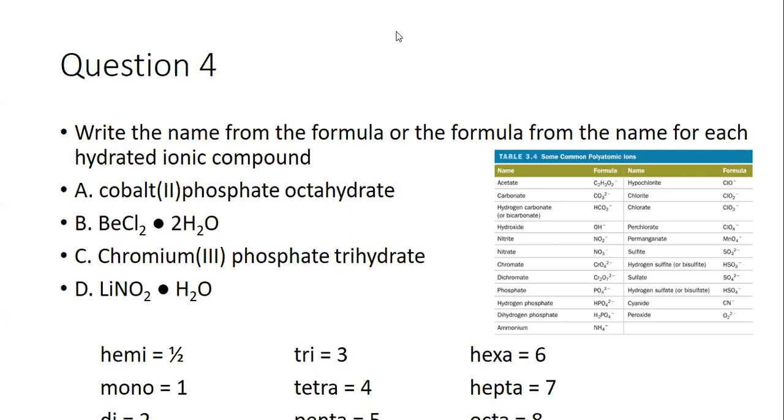If you're completely stuck, not quite sure where to go, I will do A. If you're already working on A, great. So we have cobalt phosphate octahydrate. The first thing we need to do is find cobalt. What we'll see is that cobalt is element 27 and it is Co. So we write Co. Let me get my pen back out. So there's our cobalt, and now it's phosphate, so cobalt phosphate.